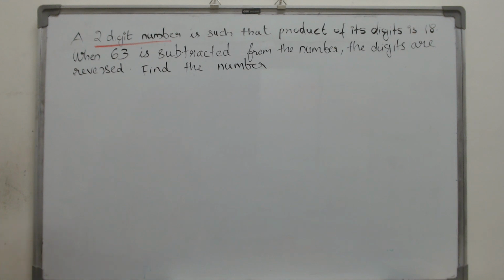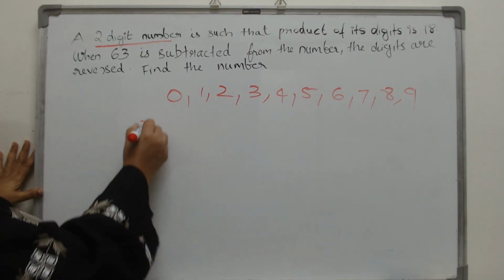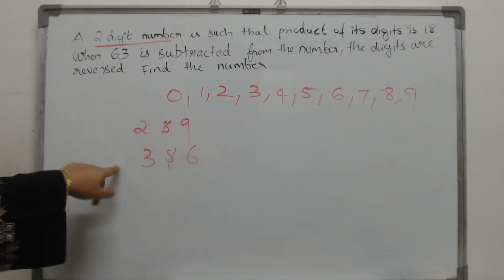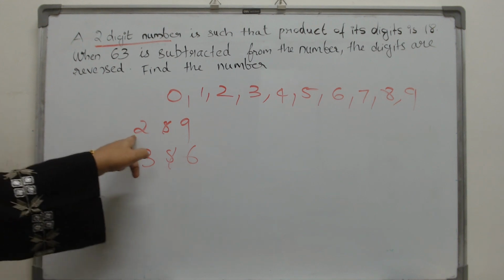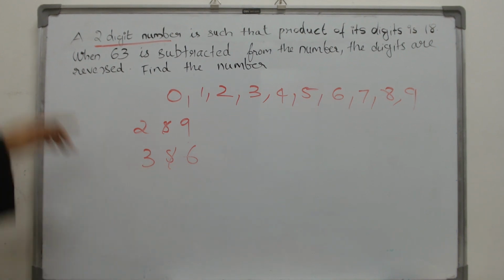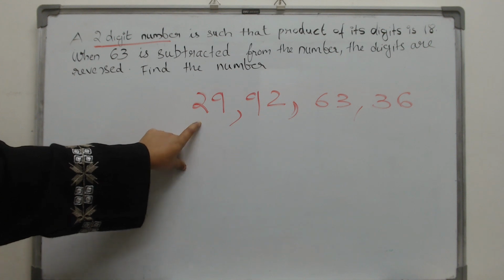So, how many digits do we have? 10 digits. Out of these 10 digits, how many sets of two numbers will you get so that the product is 18? You will get 2 and 9, and 3 and 6. Out of these two sets, how many numbers can you form? You can form 4 numbers: 29, 92, 36, 63. So from the first sentence, you have got 4 numbers.